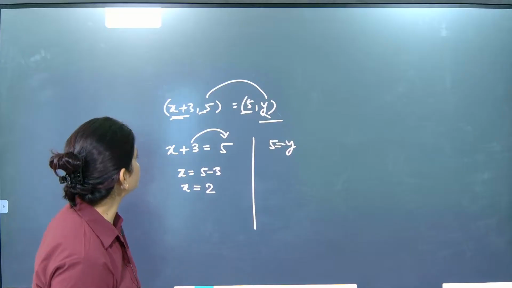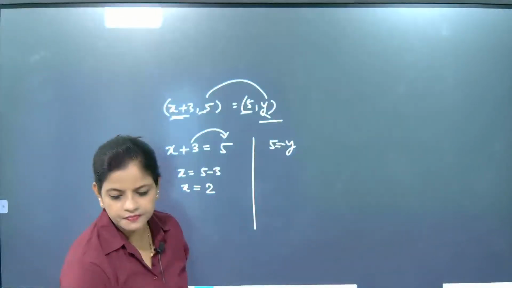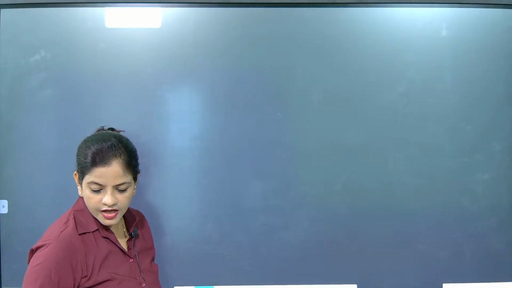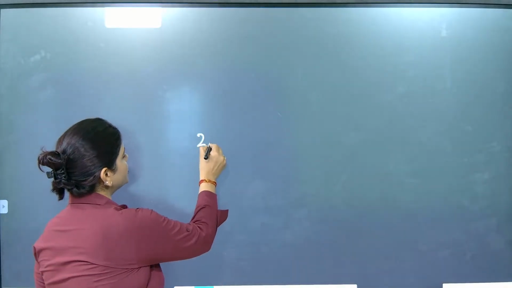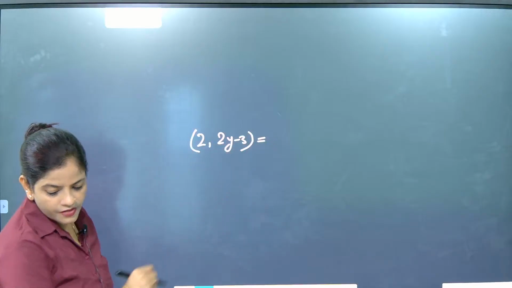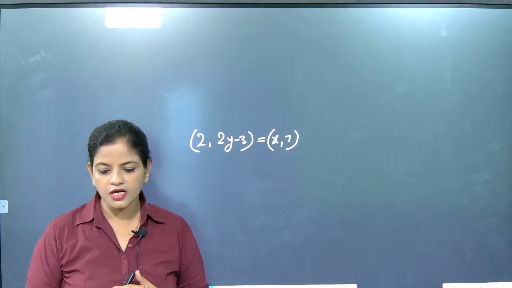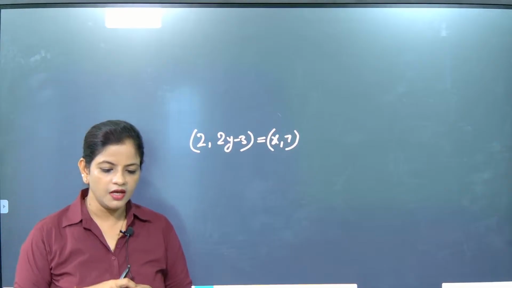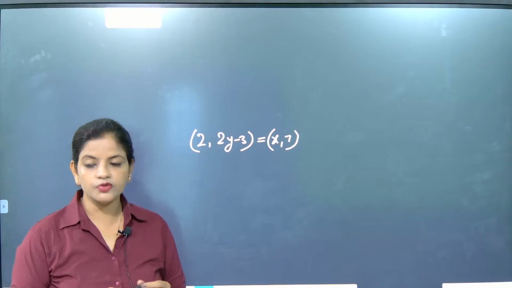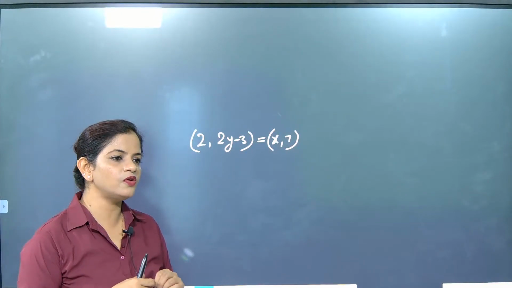Fine. We'll go for the next question. So the next question is, if somebody says, find the value, the same type of question: (2, 2y minus 3) equals what is given to you, (x, 7). Now beta, can you tell me the value of x and y? Come on, start, solve the question and tell me the value of x and y. Anushi, say the answer. Amrish, can you say the answer?